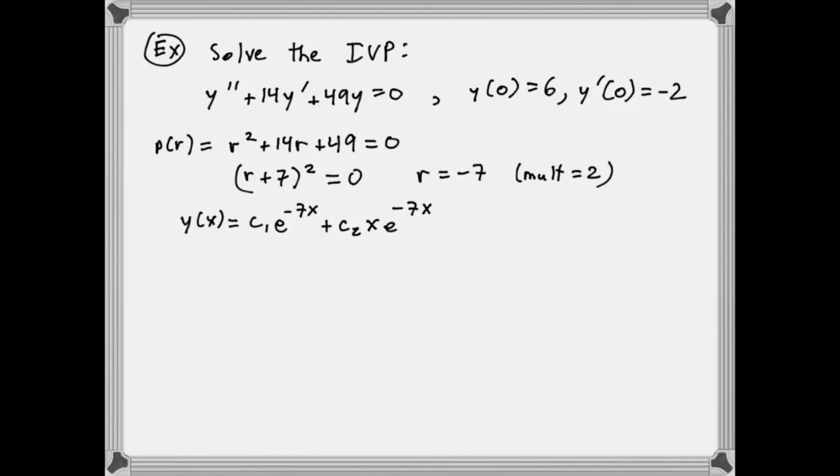Okay, now we're not done because we need to plug in the initial condition. So the initial condition, first off, we are going to need a derivative for this. So let's take a derivative. If we take a derivative for this, we get negative 7 c1 e to the negative 7x plus, for this guy, you got to use the product rule. So we end up with the derivative of the first times the second plus the first times the derivative of the second. So it looks like this.